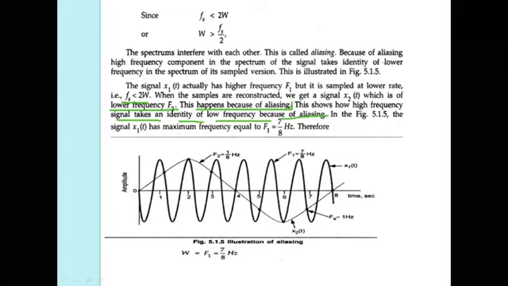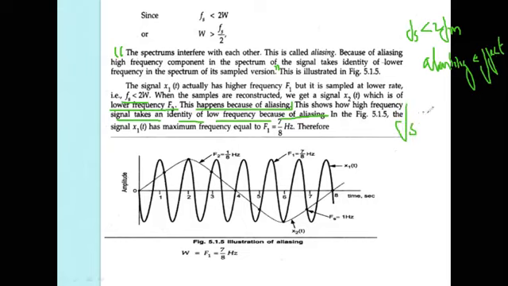Understood, my dear students? The other way, the definition: we can simply define aliasing as follows. The spectrums interfere with each other. This is called aliasing. Because of aliasing, a high frequency component in the spectrum of the signal takes the identity of a low frequency in the spectrum of its sample. Following, my dear students, three conditions. Fs less than 2fm gives the aliasing effect. And to avoid this aliasing, we use two different techniques: Fs greater than 2fm, or the other way, Fs equal to 2fm. Understood?